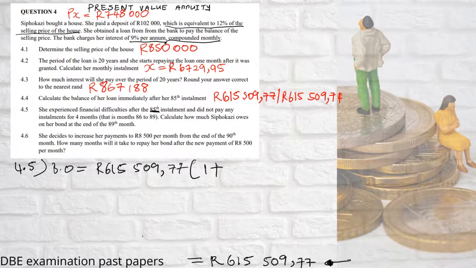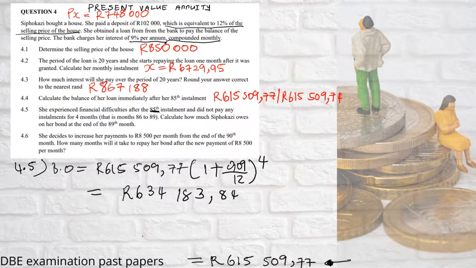So we're going to compound this for 4 months. 0.09 over 12 to be compounded for 4 months because she was not able to pay for those months. So 615,509.77 into 1 plus 0.09 over 12 exponent 4. It will give us the money that she owes, which will grow to 634,183.84. So that's the amount she owes.